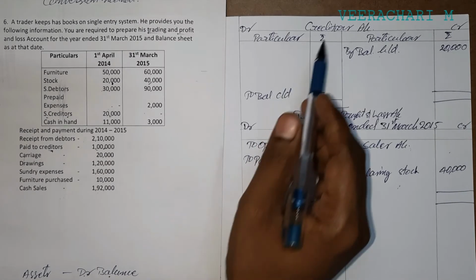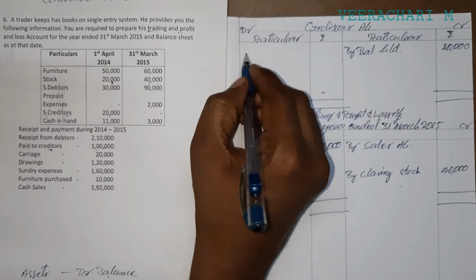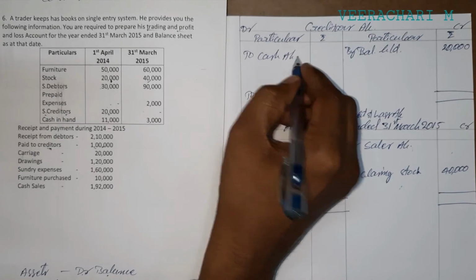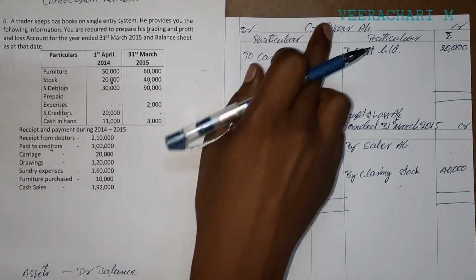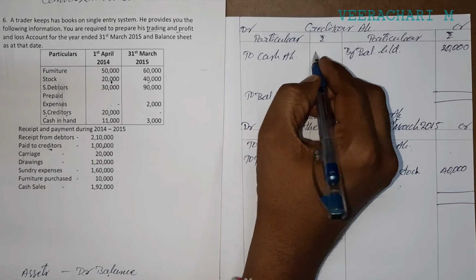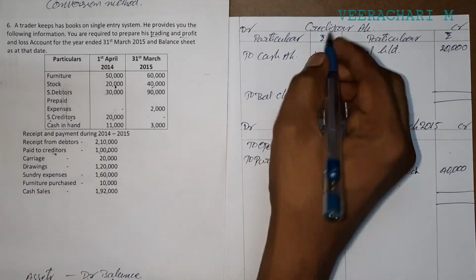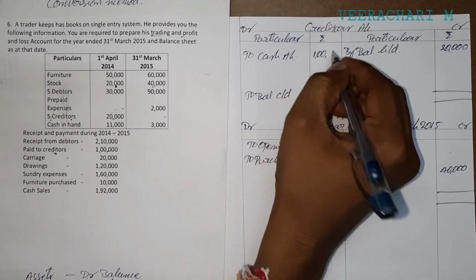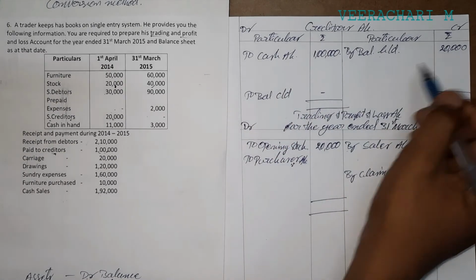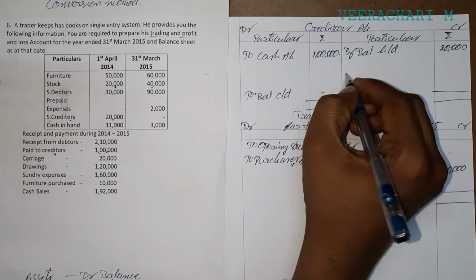Anyhow, the creditor account is on the debit side, no? So write on the debit side to cash account. The creditor is the receiver, so debit the receiver, simple. How much did we pay to the creditor? It is 1 lakh. Now whatever the difference is called purchases.